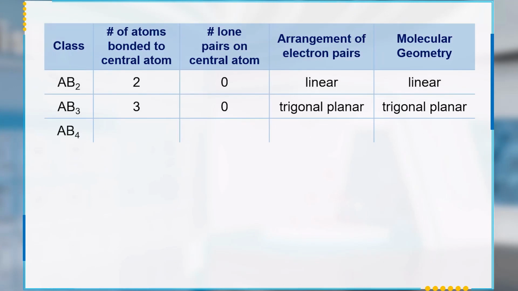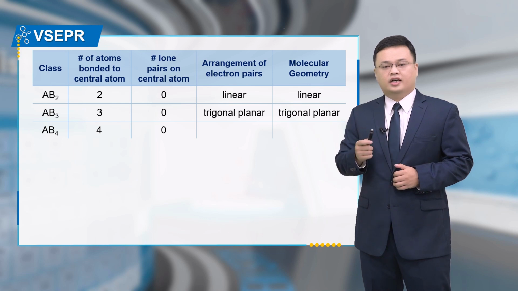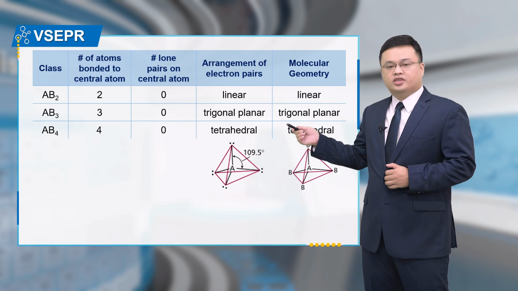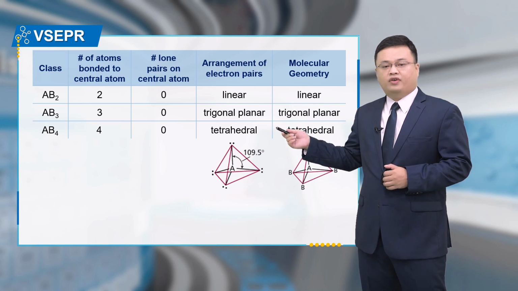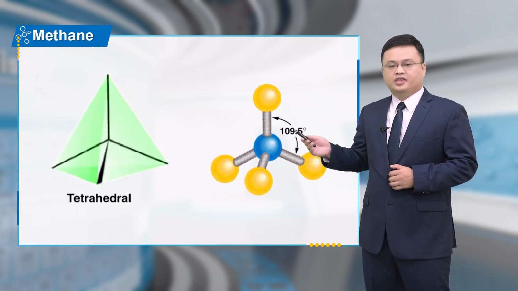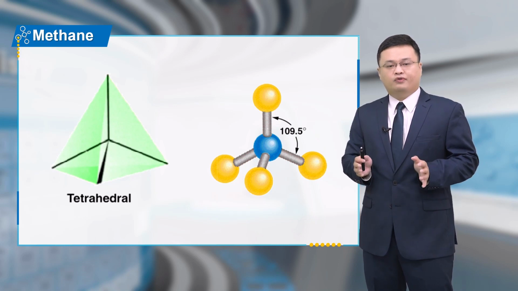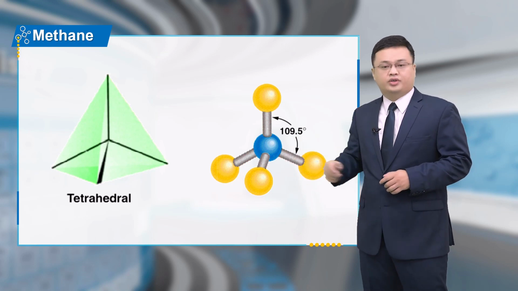Next, take AB4 molecules, for example. There are four atoms bonded to the central atom, but zero lone electron pairs on the central atom. In this regard, both the arrangement of electron pairs and the molecule geometry are tetrahedral, a 3D structure with 109.5 degree bond angles each. The most famous example is methane. There are no lone electron pairs on carbon, but only four single bonds with each hydrogen. The geometry is then tetrahedral.